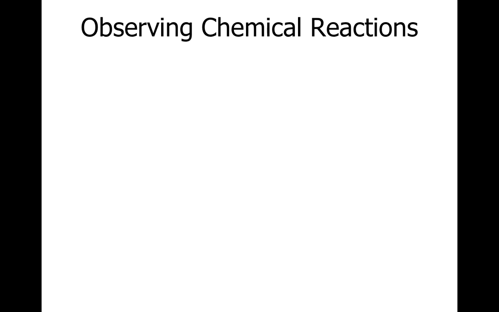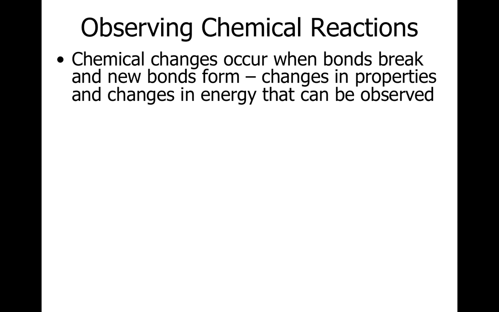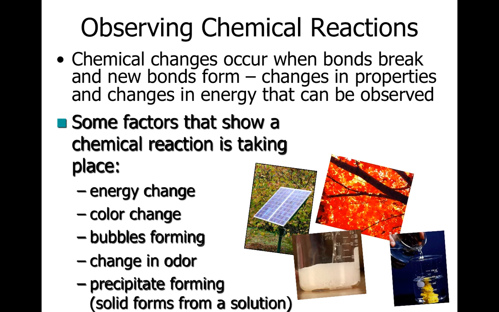To know if a chemical change has happened, we observe chemical reactions. Chemical changes occur when bonds break and new bonds form. Changes in properties and changes in energy can be observed. Some factors that show a chemical reaction or a chemical change is taking place are a change in energy, a color change, bubbles may form, we might see a change in odor, or we might see a precipitate forming, which is when we see solids form from a solution.